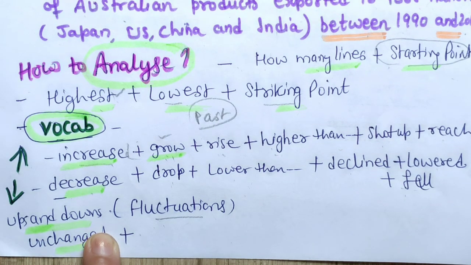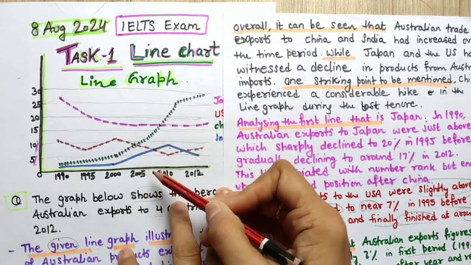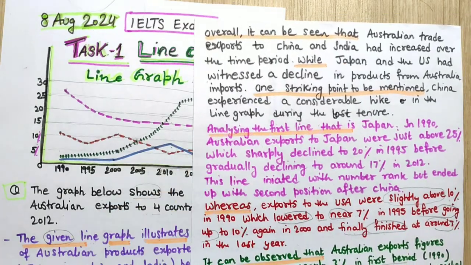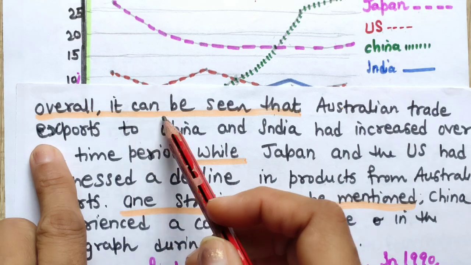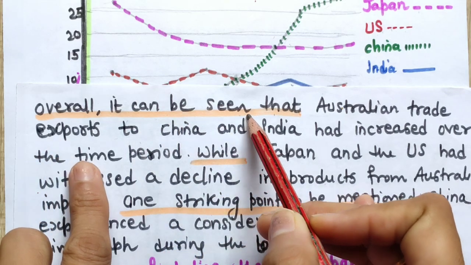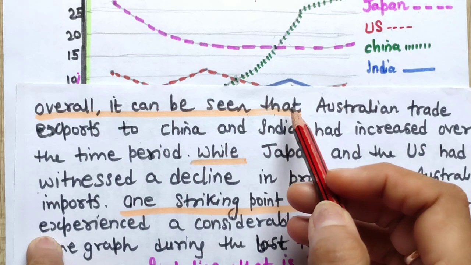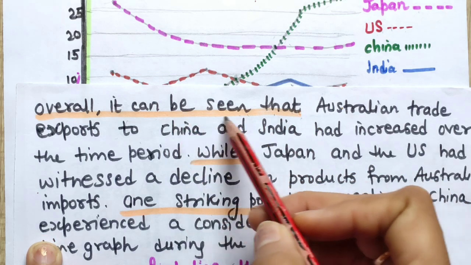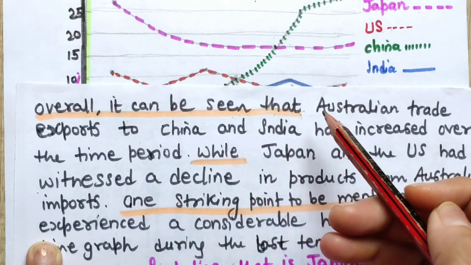So how to write the overall paragraph? Here we will talk about the highest and lowest and any other striking point. Let's read it. Overall, it can be seen that, you can see I have underlined it with an orange pen. These are ready-made templates you can use for every kind of Writing Task 1. Overall, it can be seen that, or overall it is readily apparent from the graph, you can write that.